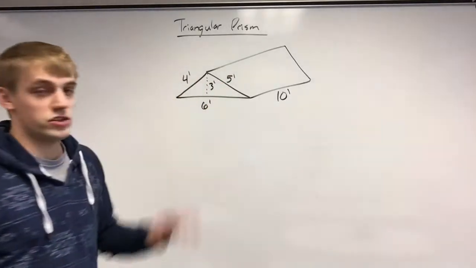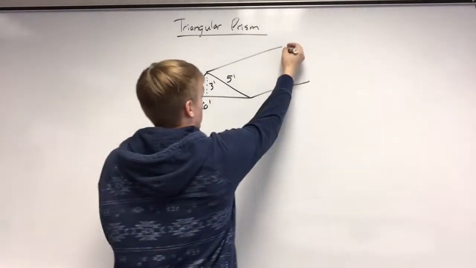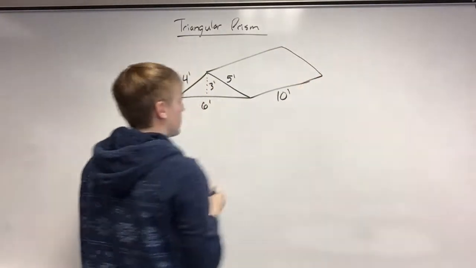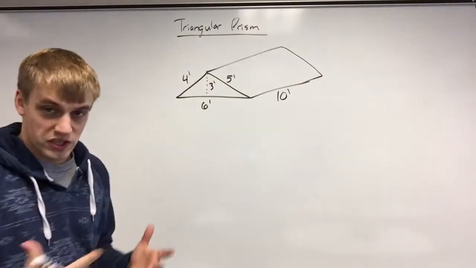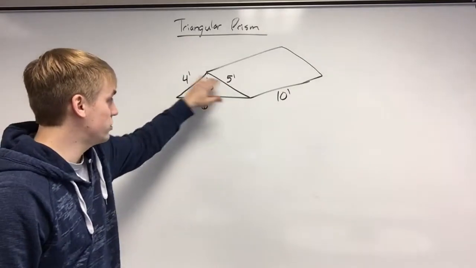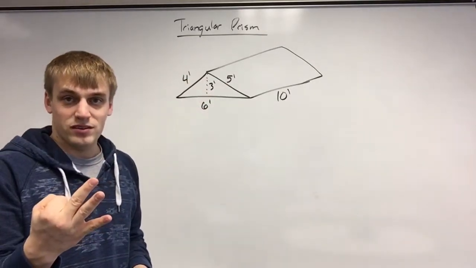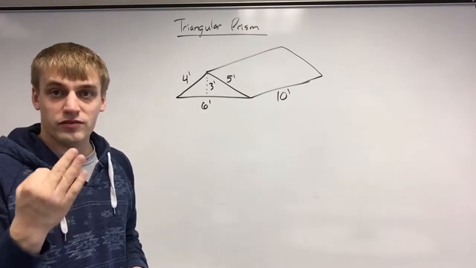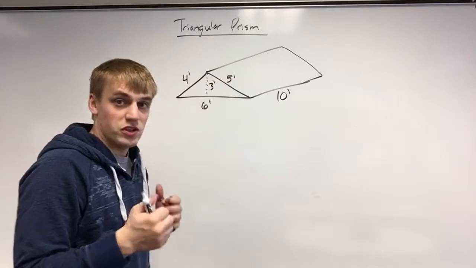Okay, so this is our next triangular prism. Let's make that look a little nicer. Okay, the first thing I want you to notice is that every side of the triangle is different. So we're going to have 3 different areas for each rectangle. Okay, but like I said, I always start with the triangles.